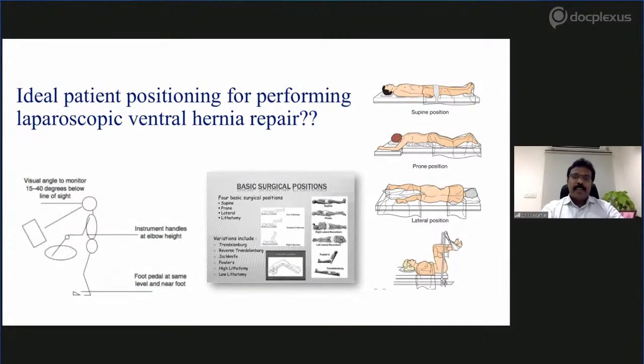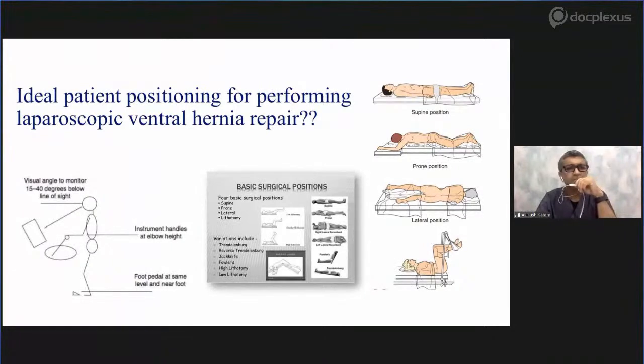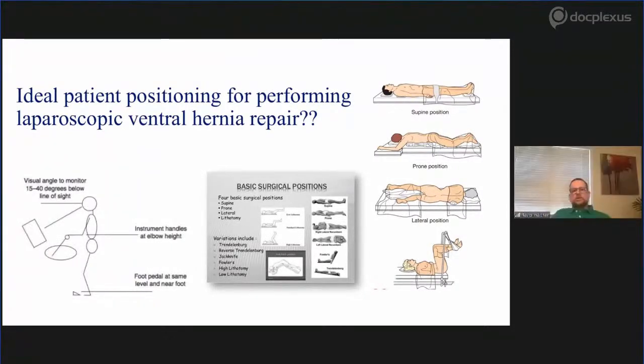It's a simple question: what is the ideal patient position for performing laparoscopic ventral hernia repair? I think it depends on the repair being done. The traditional lateral approach works well for midline hernias. I like to put the table a little bit higher so we don't strain with our shoulders. I like to do modified lithotomy for xiphoid hernias because I'm looking up.